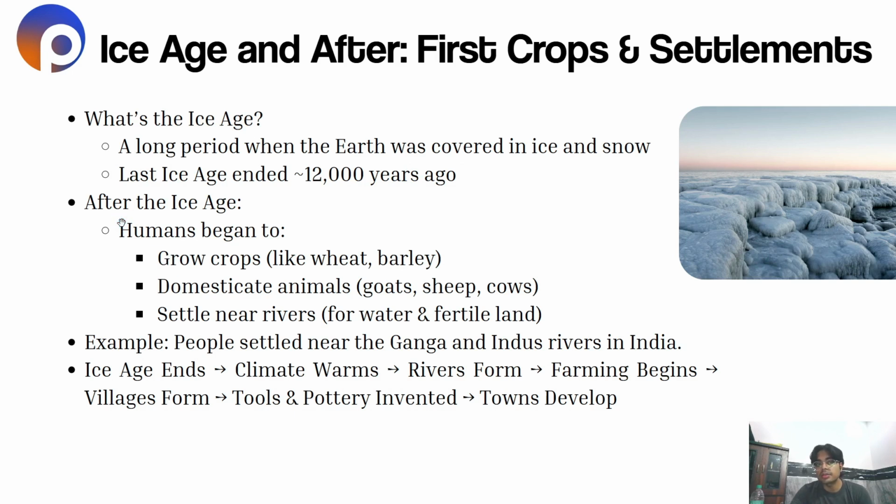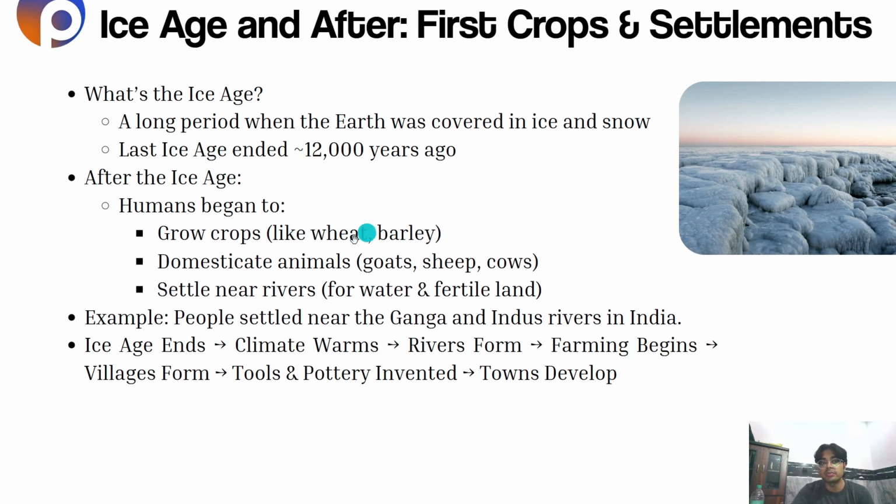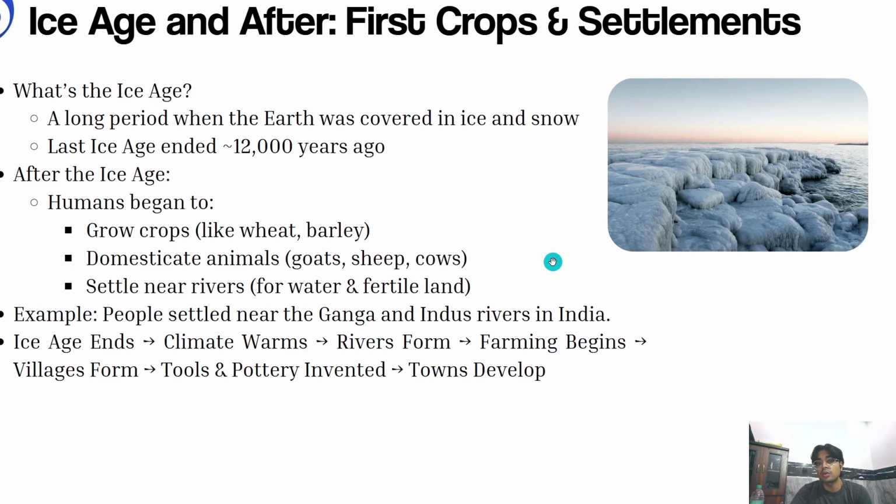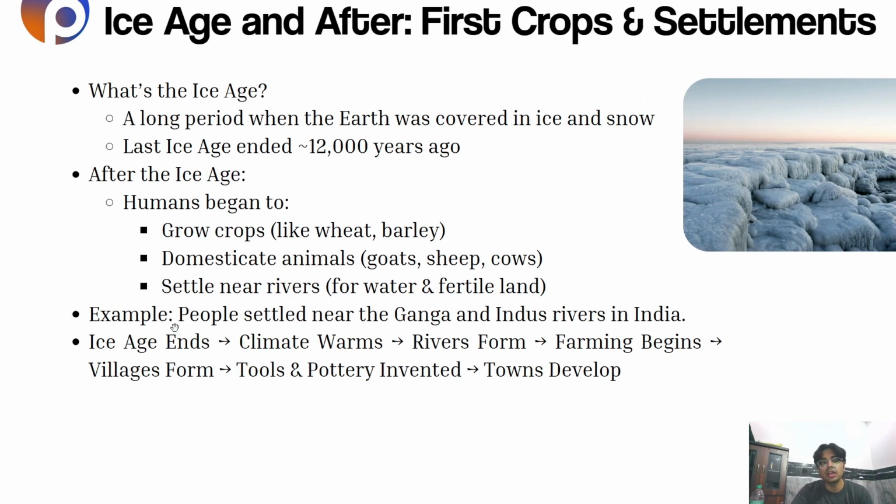After the Ice Age, humans began to grow crops like wheat and barley. They started to domesticate animals such as goats, sheep, cows, etc. They settled near rivers for water and for fertile land, so that they could live peacefully and acquire food. For example, people settled near the Ganga and Indus rivers in India.